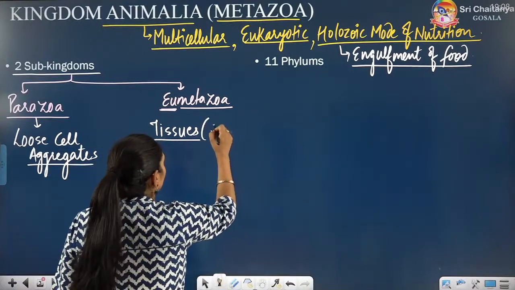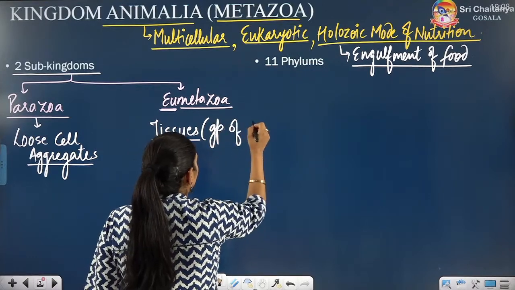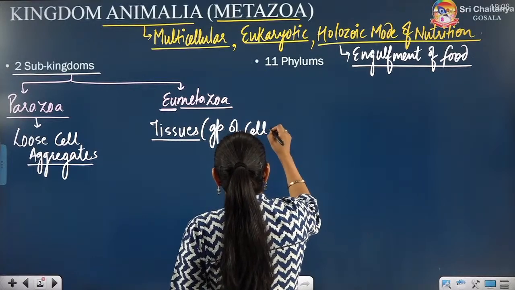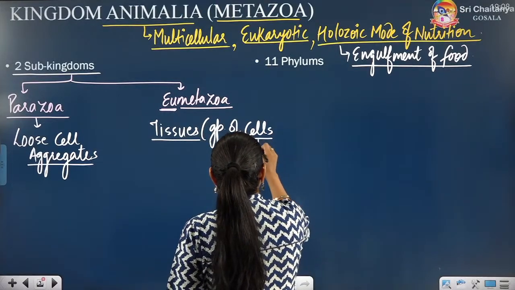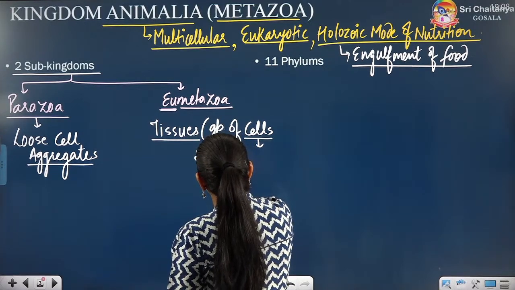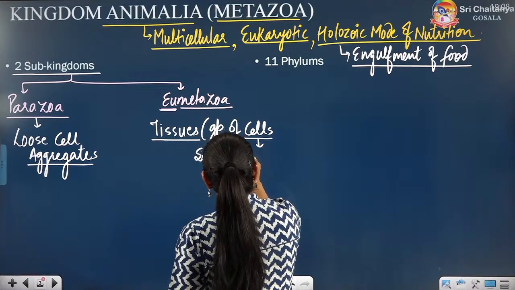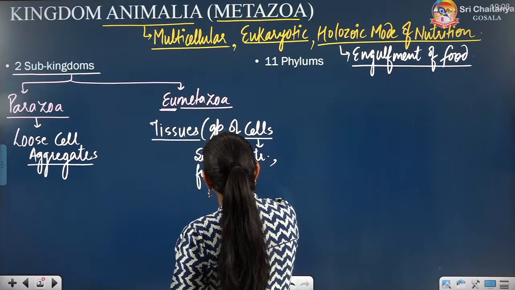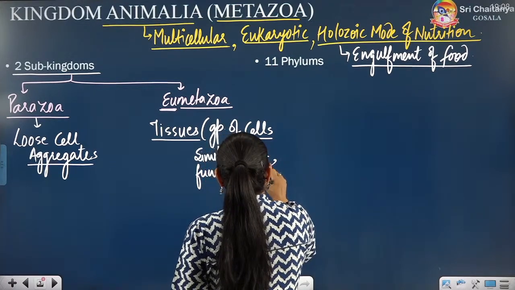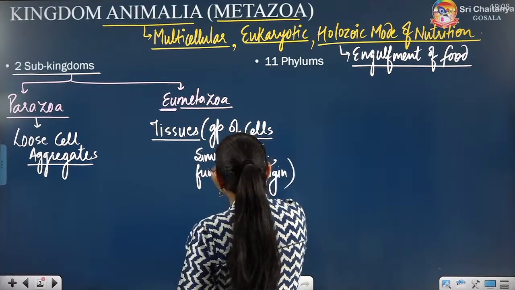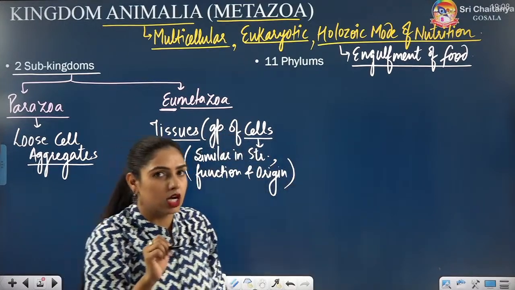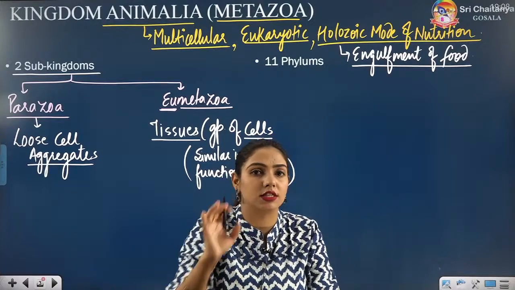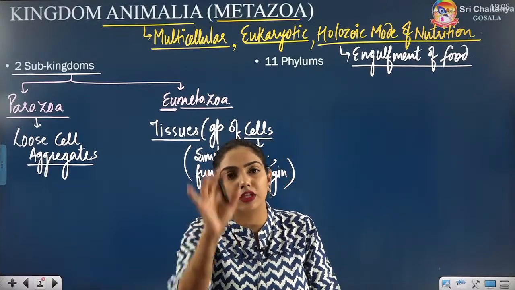Tissue is that group of cells in which all these cells are similar in structure, function and origin. I have talked about the origin. The origin can be ectodermal, mesodermal, endodermal. So in one of the videos, I have talked about the embryonic origin. If you have not watched that video, you can go to this channel and check it out.